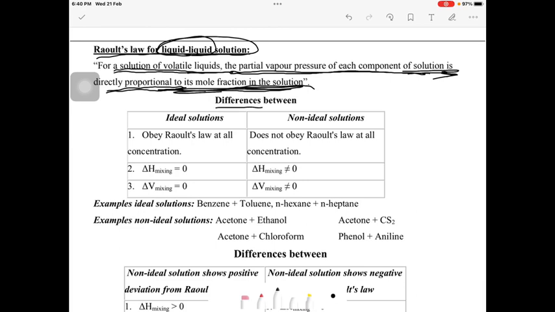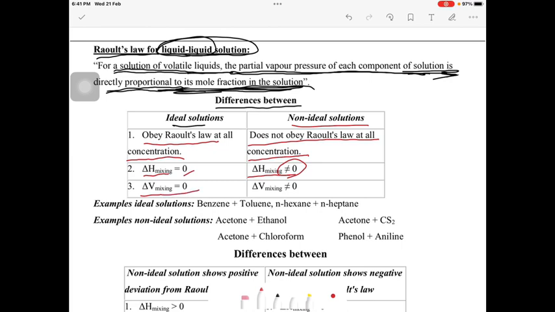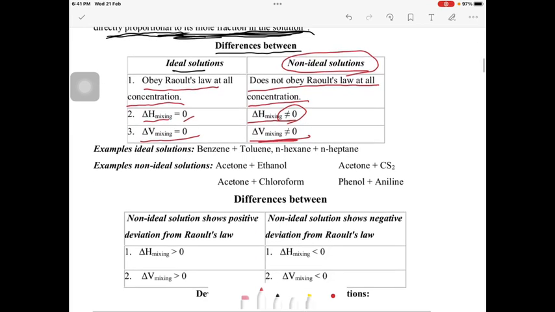Next question, difference between ideal and non-ideal solution. First point: an ideal solution obeys Raoult's law at all concentrations; a non-ideal solution does not obey Raoult's law at all concentrations. Enthalpy of mixing is 0 for ideal, not equal to 0 for non-ideal. Change in volume on mixing is 0 for ideal, and not equal to 0 for non-ideal solution.